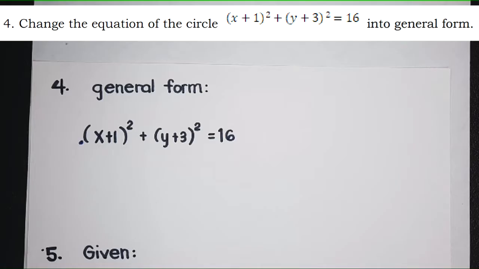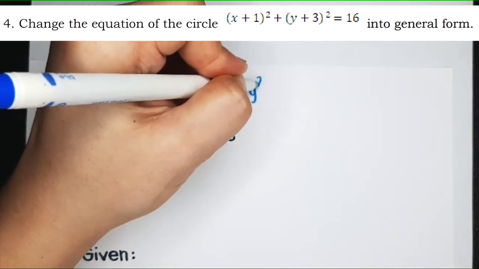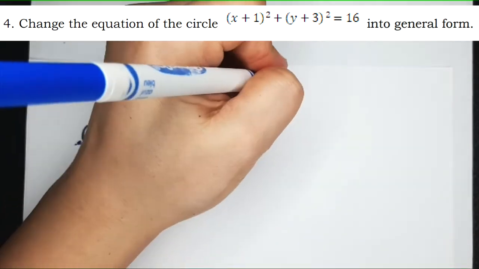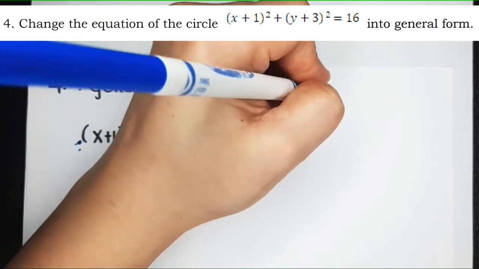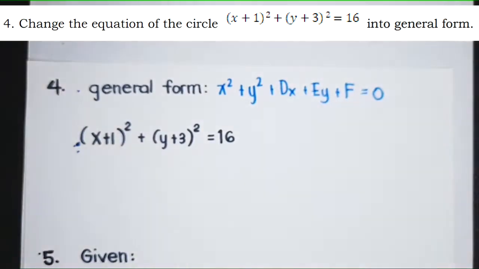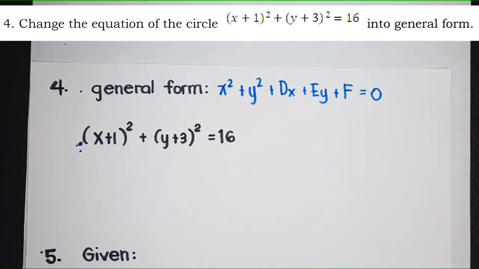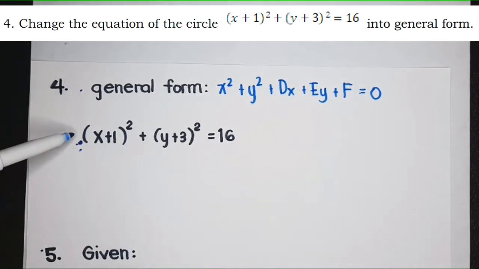Let's do more. So, for number 4, we're going to change this equation of a circle in standard form to its general form. So I think it's good if we can recall the general form of a circle. Diba? It looks like this. x squared plus y squared plus dx plus ey plus f equal to 0. Lagi niyong tatandaan ang general form, 0 ang isang side of the equation.